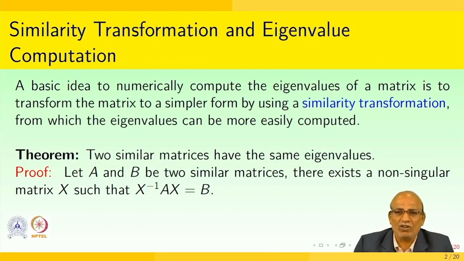Today we are going to look at a very special transformation for numerically computing the eigenvalues of a matrix. That is what is called similarity transformation and eigenvalue computation. A basic idea to numerically compute the eigenvalues of a matrix is to transform the matrix to a simpler form, one that can be handled by regular methods like elementary row operations, using a similarity transformation by which the eigenvalues can be computed more easily.